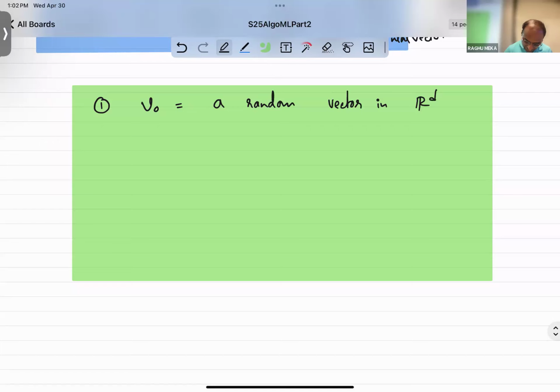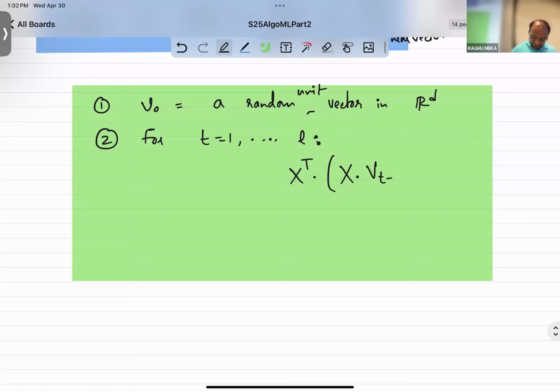A random unit vector of unit length. Okay. And then for t equals 1 through some L, you define a vector which is X transpose times X times Vt minus 1. Okay, so I compute this.